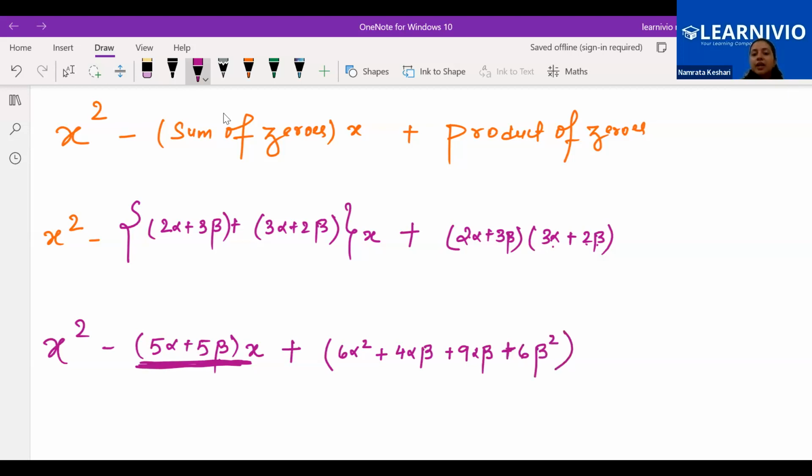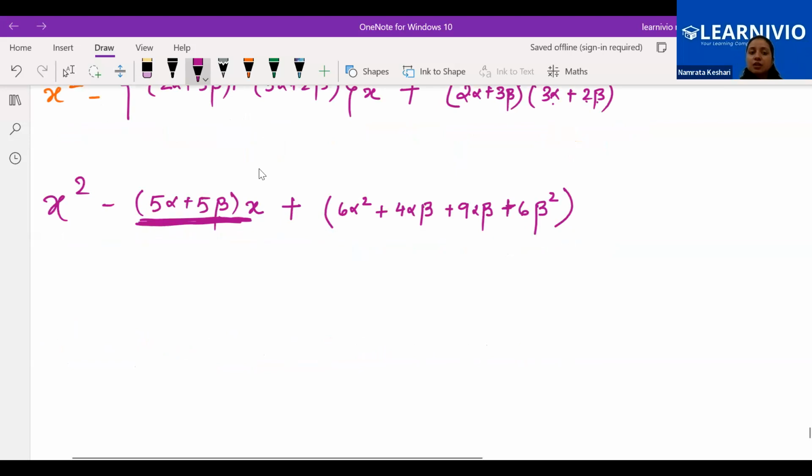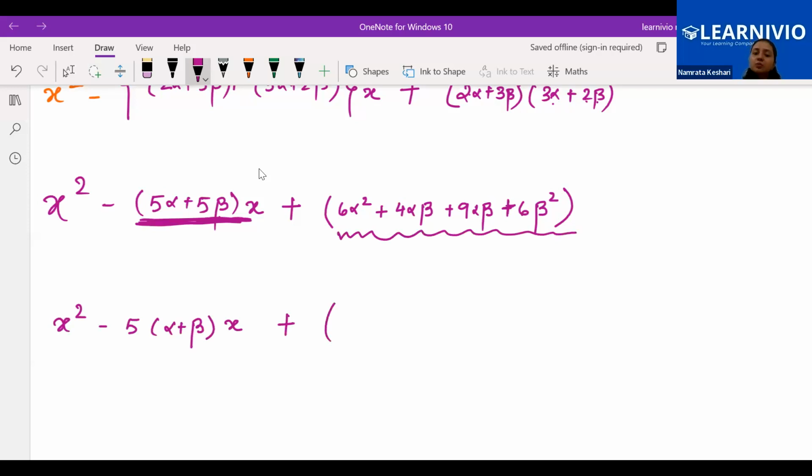Now here we are trying to use the data which we are having in hand. We already have alpha plus beta, we already have alpha into beta. So we will try substituting here 5, this 5 alpha plus 5 beta is sorted. Here directly we can use the information we have by taking out 5 as common, and we will get our polynomial. Now we are trying to simplify this part. So 6 alpha square plus 6 beta square, and then 9 plus 4, 13 alpha beta. Alpha beta we already have in hand, so this 13 alpha beta is not creating confusion.